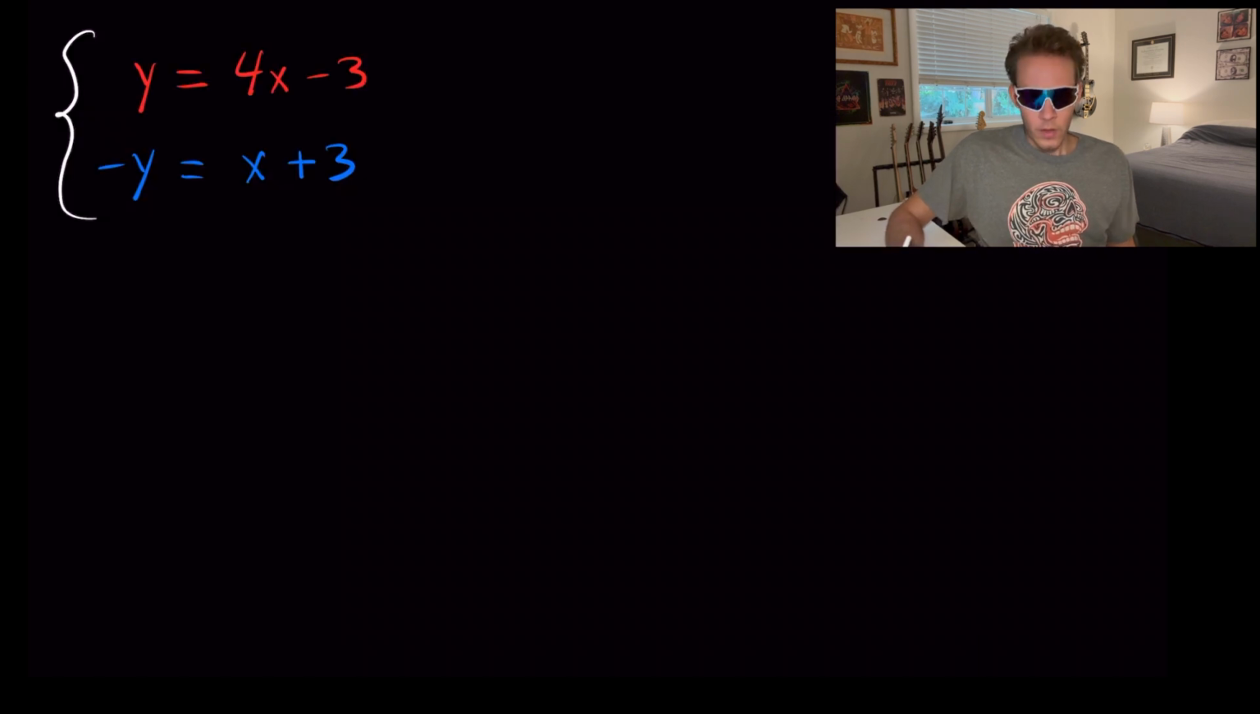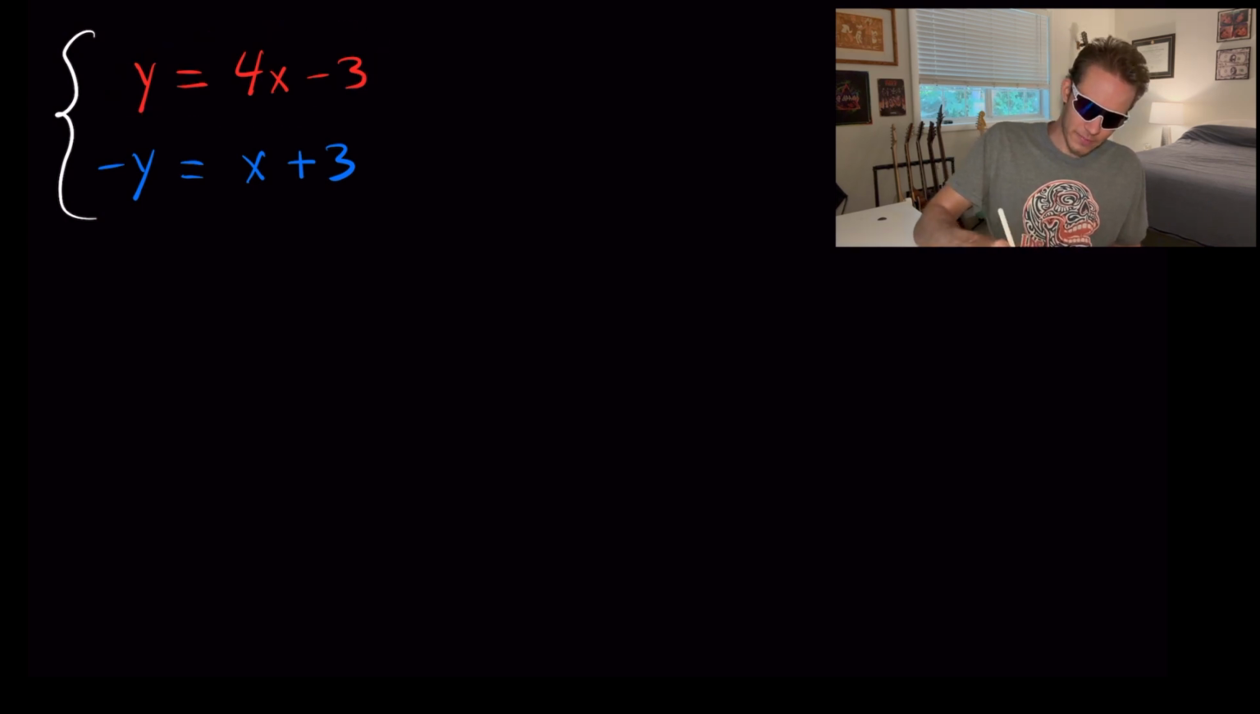Okay, this one is really similar to the last one. There's just this negative sign here, so just be careful with that. But other than that, everything will work the exact same way with the problem we just did. Y is equal to 4x minus 3. Negative y is equal to x plus 3. So I'm going to roll with that one first because I know that y is equal to 4x minus 3. So I'll start with that blue one.